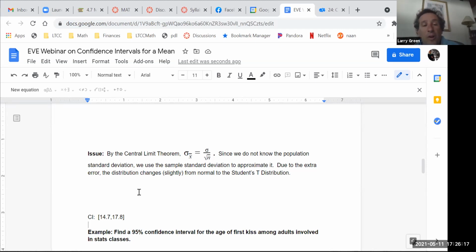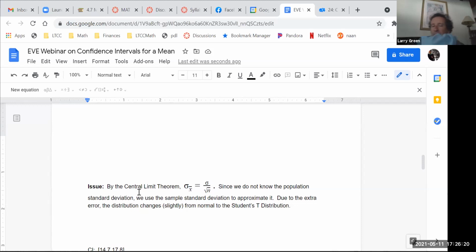Okay, and we'll get into more detail in a bit. But I want to mention one little piece that is important. There's an issue, and the issue comes from the central limit theorem. Hopefully you remember that sigma sub x bar is sigma over root n when we're talking about averages. Do y'all remember that? We know n, right? n was our sample size. Do we know sigma? Yeah, we don't know sigma. That's the whole population standard deviation. We don't know the population. All we got is our sample.